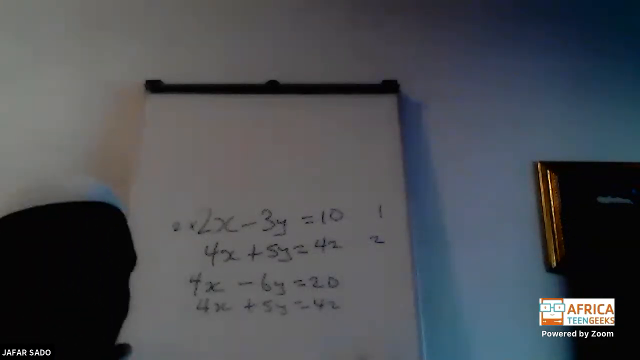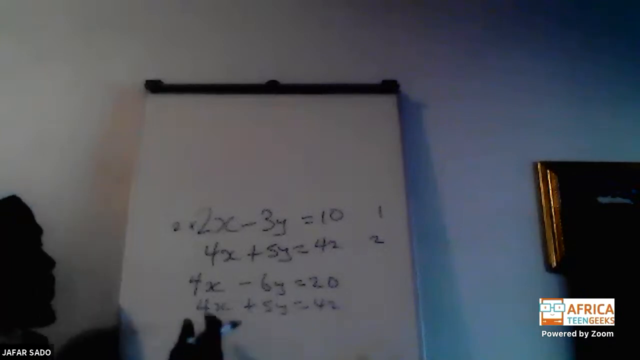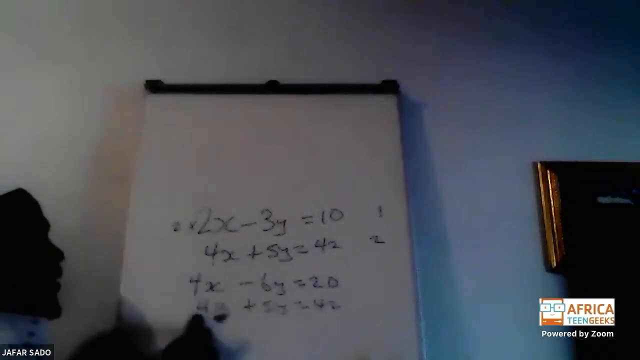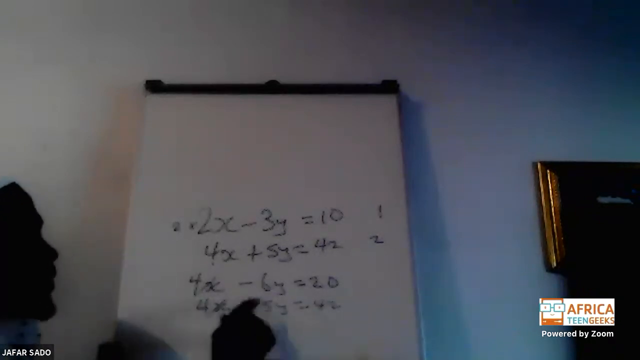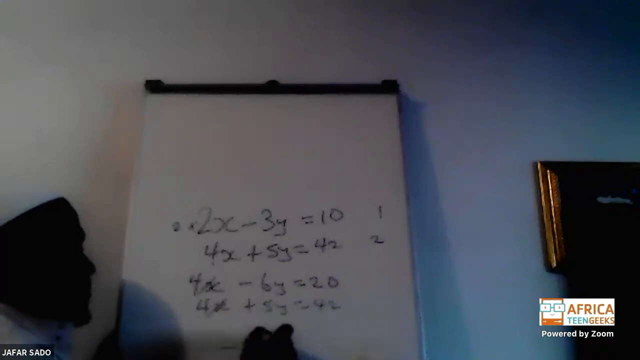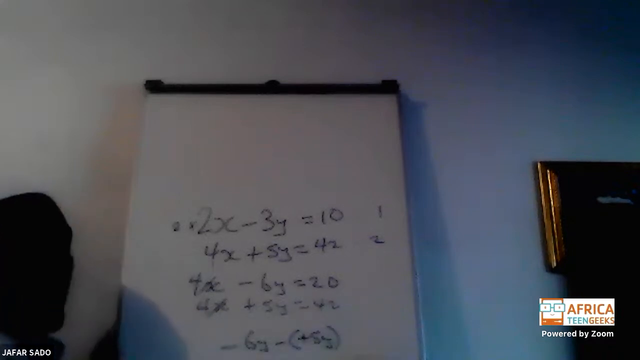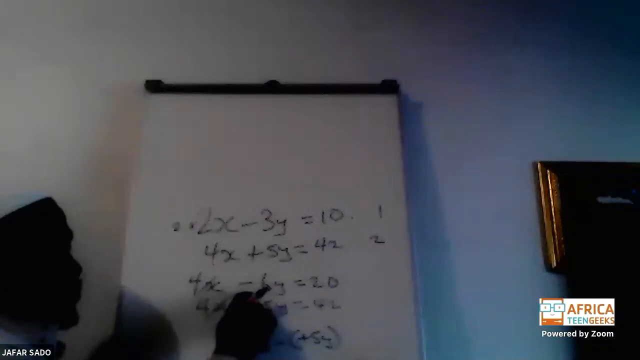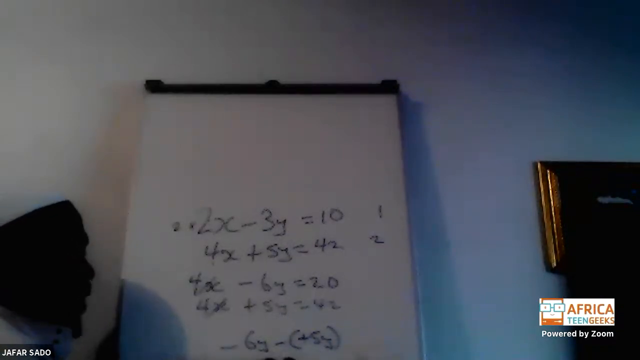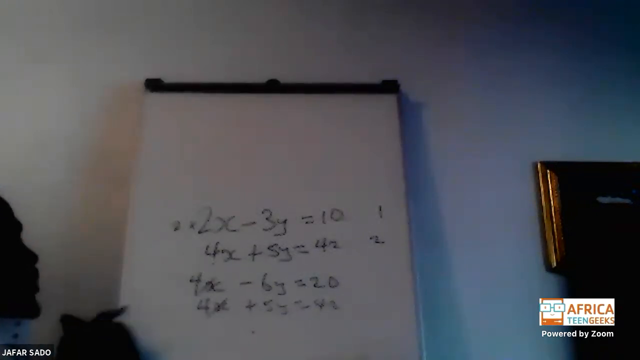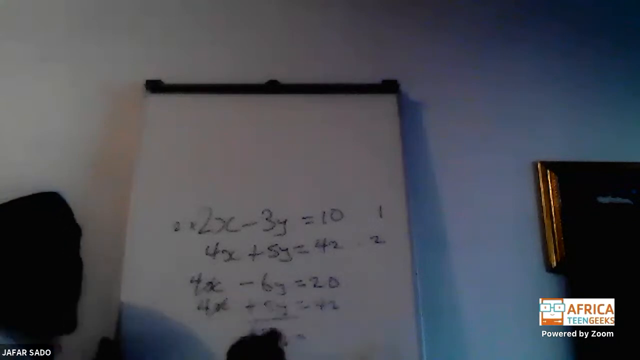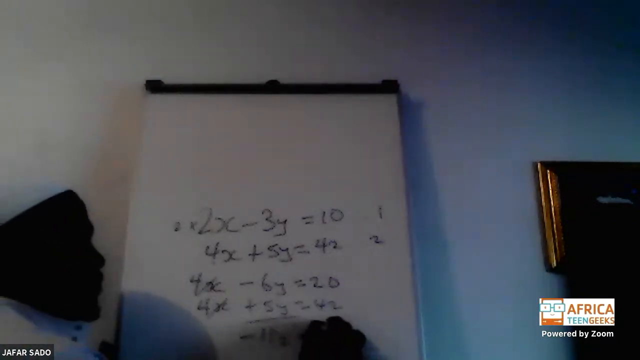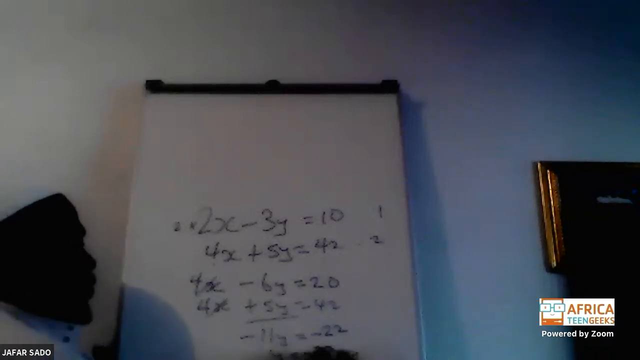So what do we then do? We subtract the two equations so that we can get rid of this one. So 4x minus 4x gives us 0. And then minus 6y minus plus 5y. Minus times plus will be minus, so minus 6y minus 5y, and that's minus 11y. Negative 11y equals 20 minus 42. What is 20 minus 42? Negative 22. Therefore y equals negative 22 over negative 11.